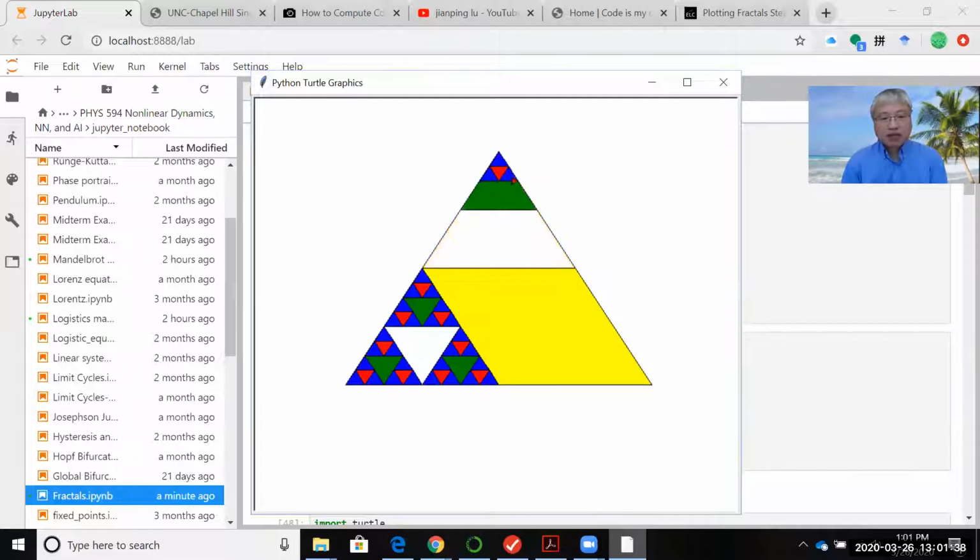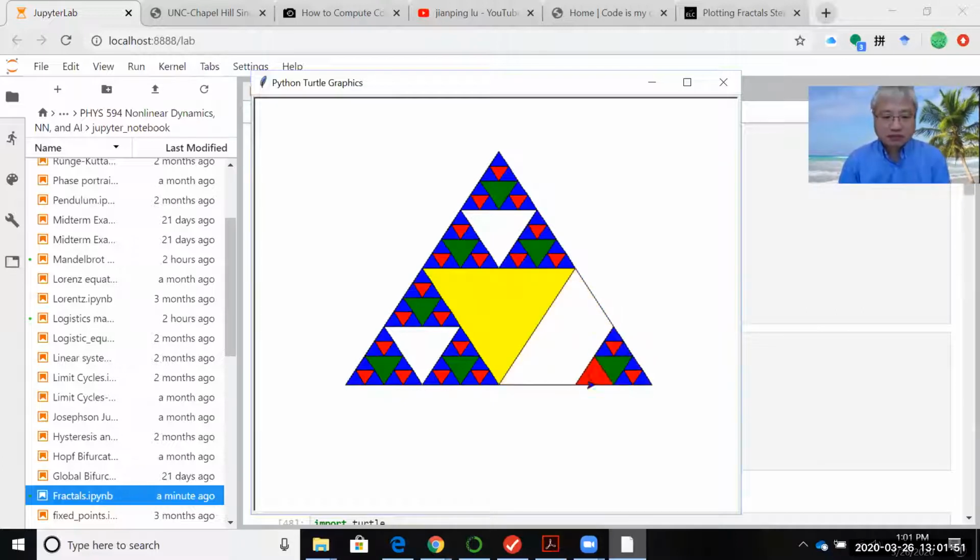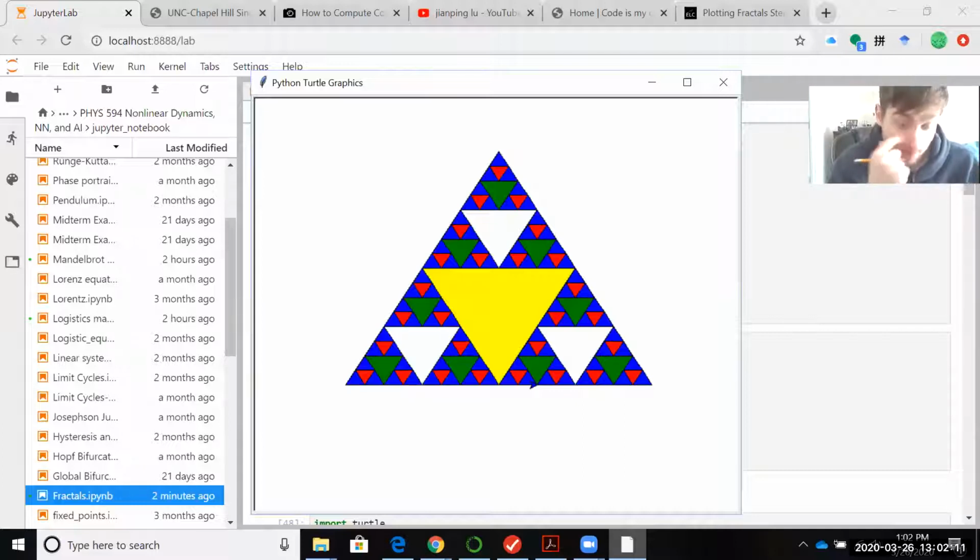As I keep doing this, you can imagine you go to infinity. So my question is, what is left? It's called the Sierpinski gasket. What is the dimension of this object, the Sierpinski gasket? What is left over here? I'm going to call Brian. Let's see. So it would be 3 copies.